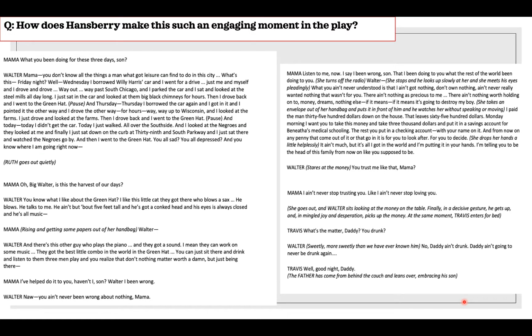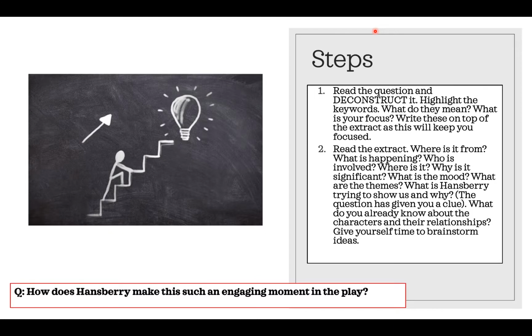Okay, so this is the example that we are going to look at today. In your exam, you will obviously get your extract and then you will get your question. Now, in terms of the steps that you must go through, there are a few different steps that I advise that you take, just so that you can ensure that your ideas are focused, they are relevant, and that you've really prepared yourself before you start to write up your answer.